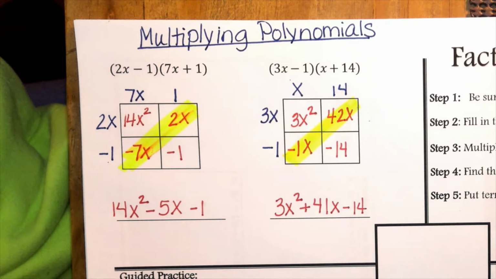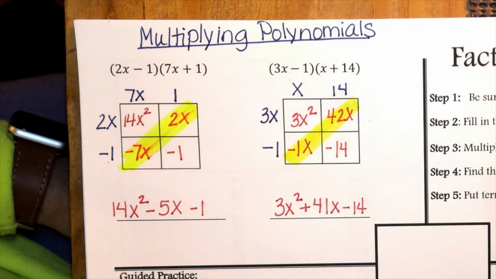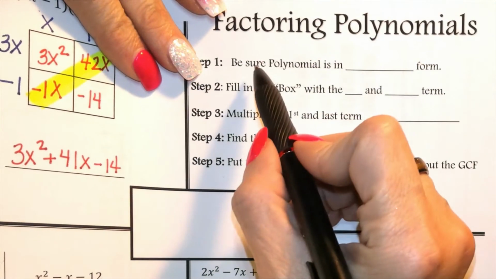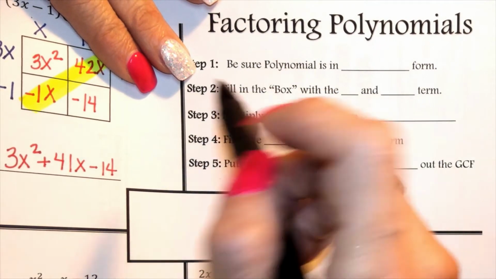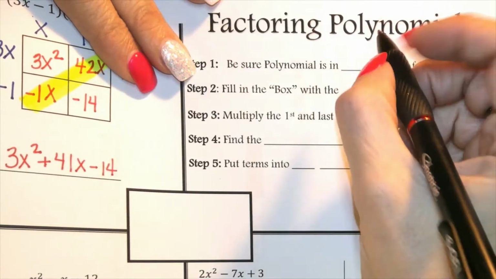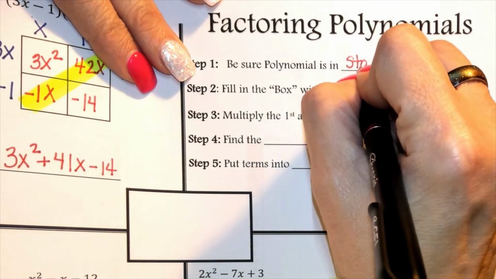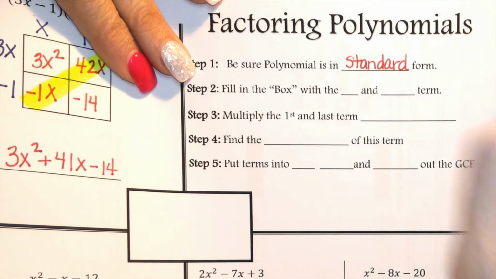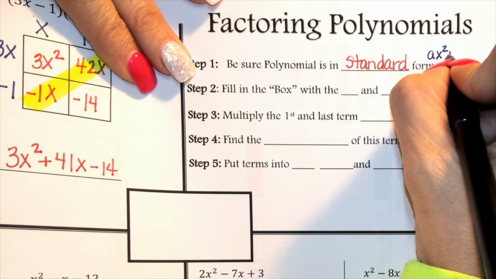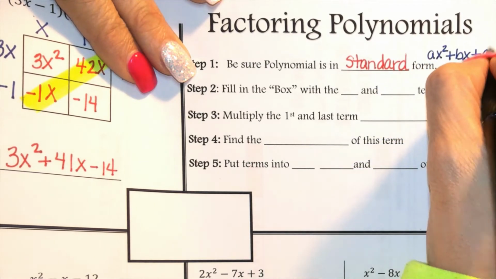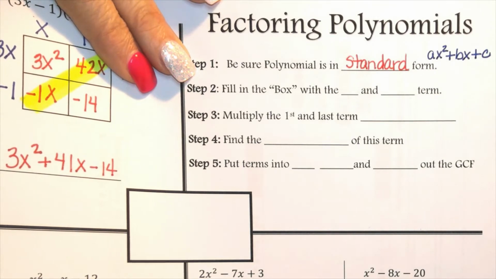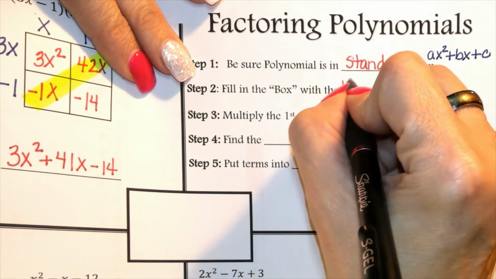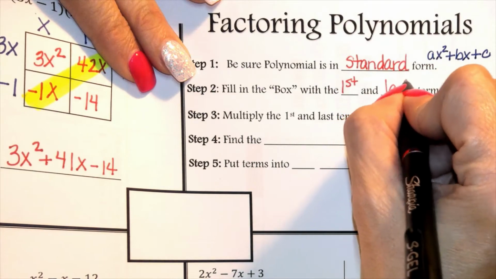Now, over here, let's see if I can remember this. It's been a while since I've done this worksheet this way. Okay, if you're going to factor, that's what this is called, is factoring. First, you want to be sure the polynomial is in what we're going to call standard form. Now, standard form is going to be ax squared plus bx plus c. It's got to look like that in order to be able to factor it. Fill in the box with the first and the last term. Now let's review that first and the last term. This is the first term, this is the last term, okay?